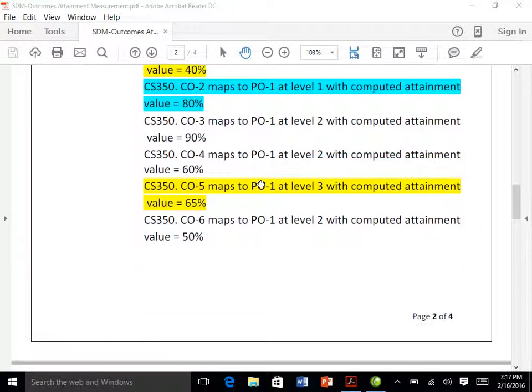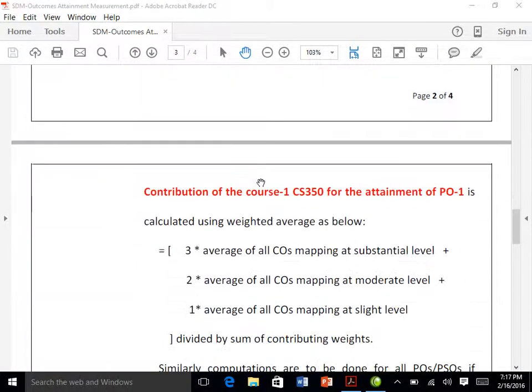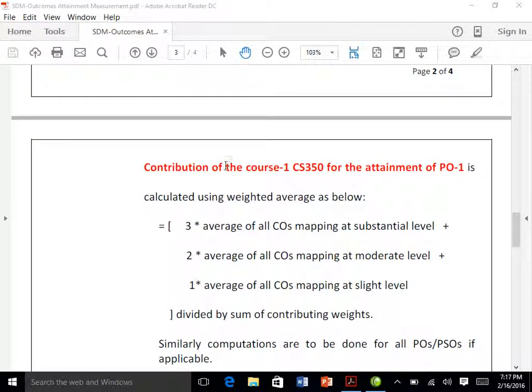Now using this, we will get into the contribution of this course for the attainment of, say, PO1. We have to do all these things for all the POs where the mapping exists. It is calculated using the weighted average as below.